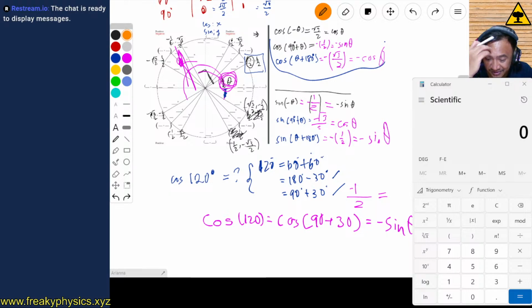What's our theta again? Your theta is not 90, your theta is 30, right? So you write here negative sine of 30. And then from there, you just do the trigonometric identities again. Sine 30 is 1 half. So the final answer is negative 1 half, right? There we go. Done. All right.